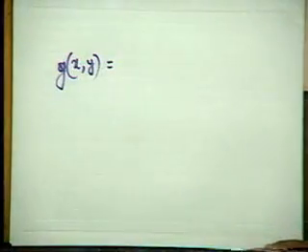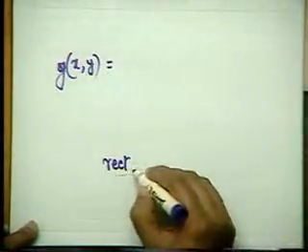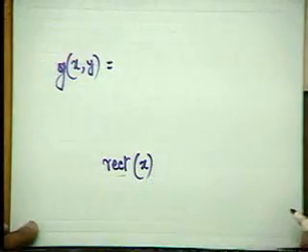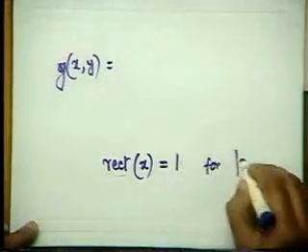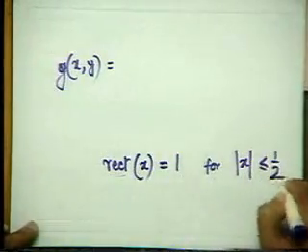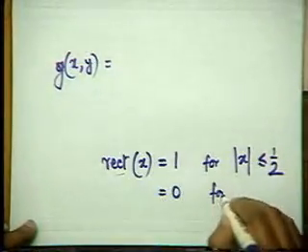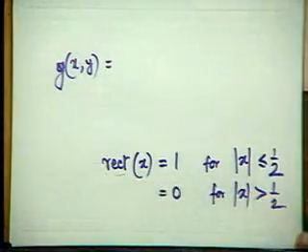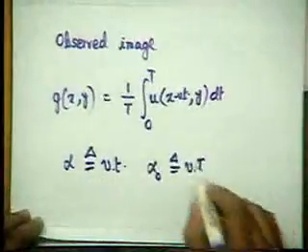I'd like to introduce the definition of one very commonly available function, and that function is the rectangular function. Now, the rectangular function is defined as follows. If its argument is x, then the rectangular function is equal to 1 for mod of x less than or equal to half, and this is equal to 0 for mod of x greater than half. This is the definition of the rectangular function.